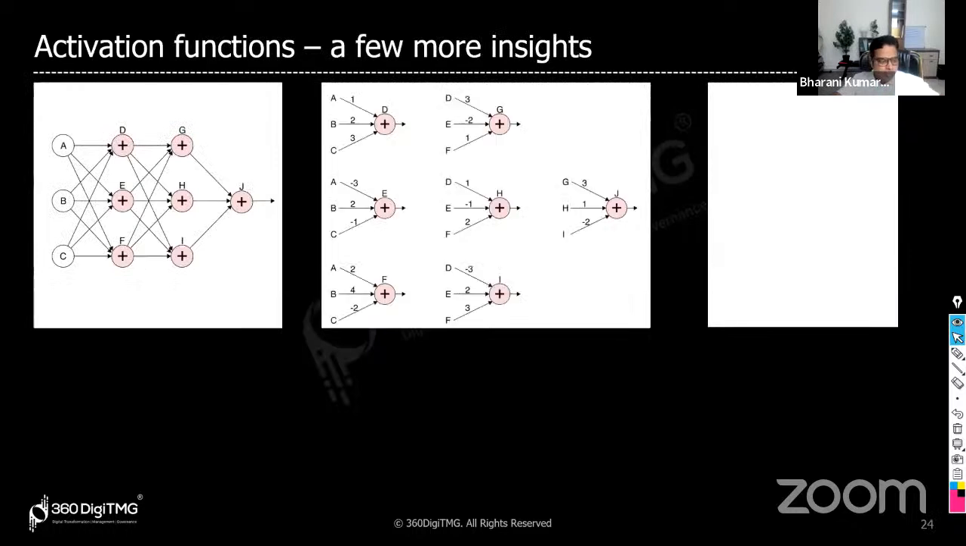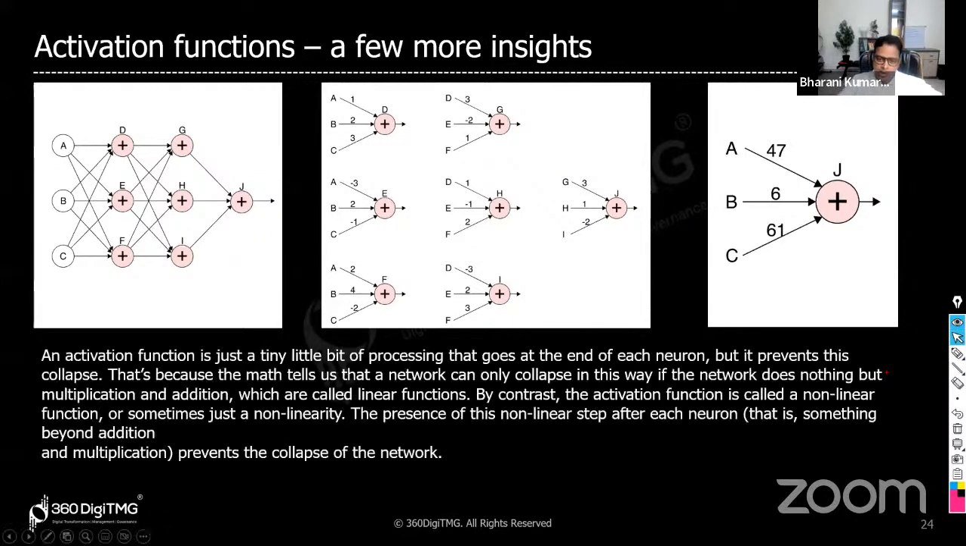Next. If you just have additions and multiplications in your neural network, ultimately what will happen is the network will collapse to a single number. That's called network collapse. To prevent this kind of network collapse, people try to use activation functions which are non-linear in format. That's going to prevent the collapse of the network.